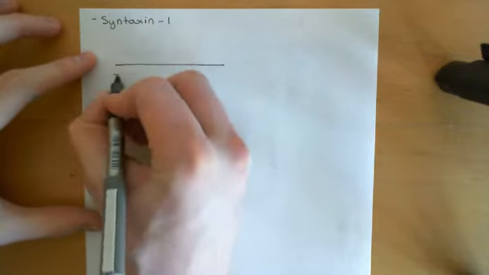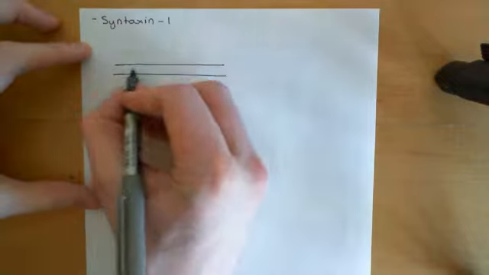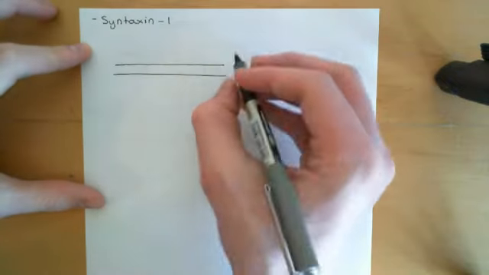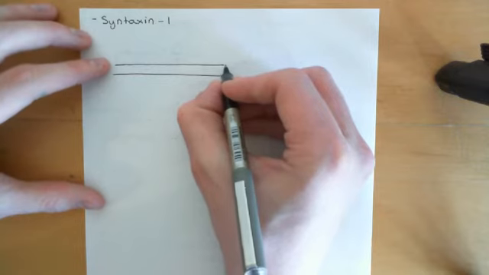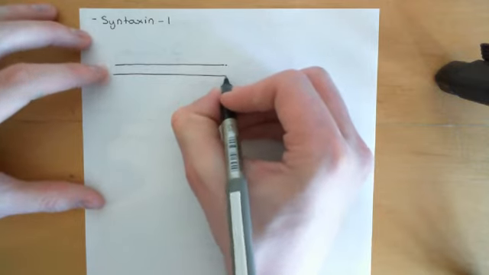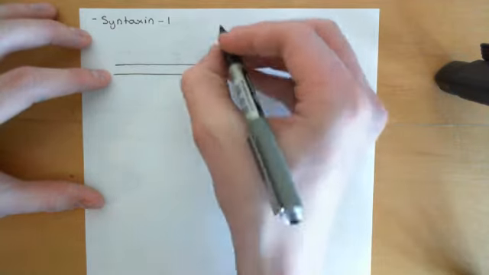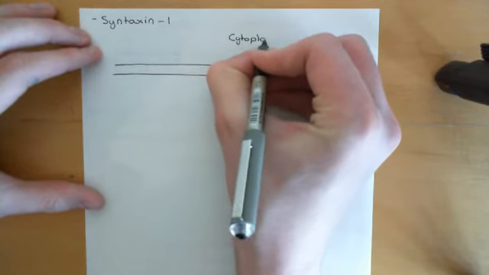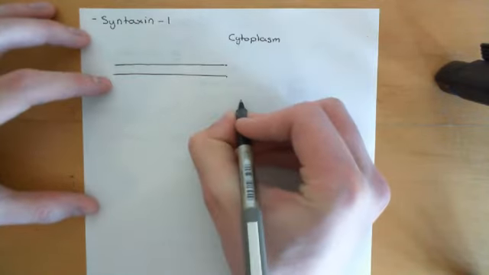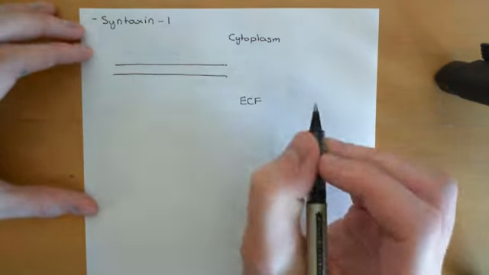Here then is the plasma membrane, and I'm drawing the plasma membrane as two parallel lines. One of these lines represents the inner leaflet, and in this case it's going to be the top line, and the other is going to represent the outer leaflet, the bottom line here. So this side above is going to be the cytoplasmic side, and the side below is going to be the extracellular fluid side, the ECF side.